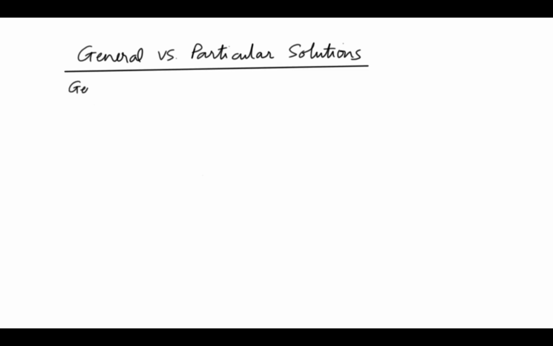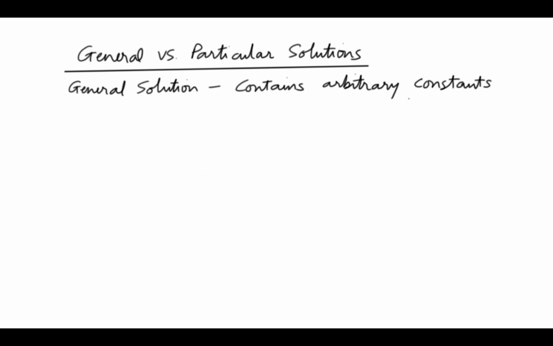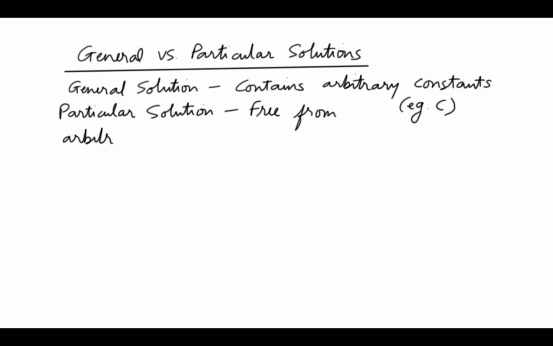Next, moving on to general versus particular solutions. So, the general solution will contain the arbitrary constants. So these are the solutions we get when we solve the differential equations. So there will be some arbitrary constant A, B, or C. So a particular solution gives those constants specific numerical values based on given boundary conditions.